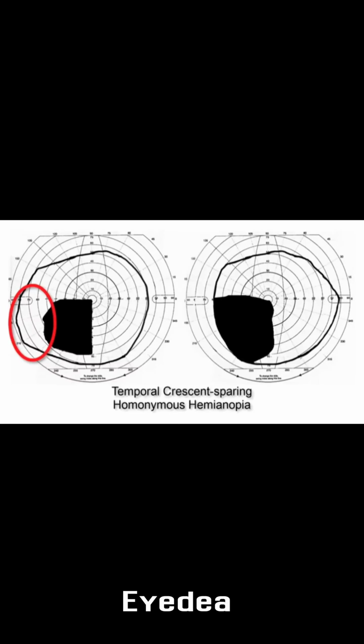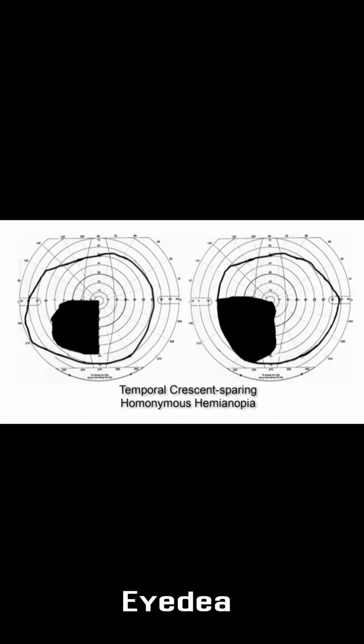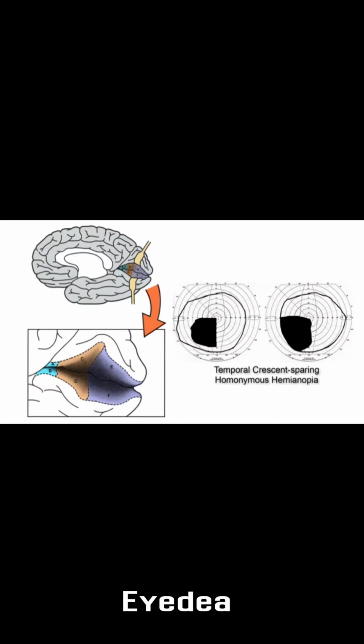Number 9. This is a temporal crescent-sparing homonymous hemianopia. It is defined as a homonymous hemianopia that spares the peripheral crescent of the temporal field. This pattern indicates that the lesion did not damage the anterior visual cortex. The most common cause, again, is stroke.